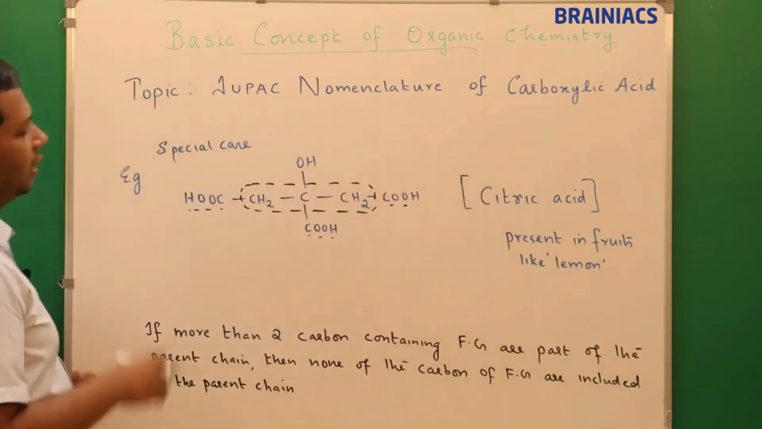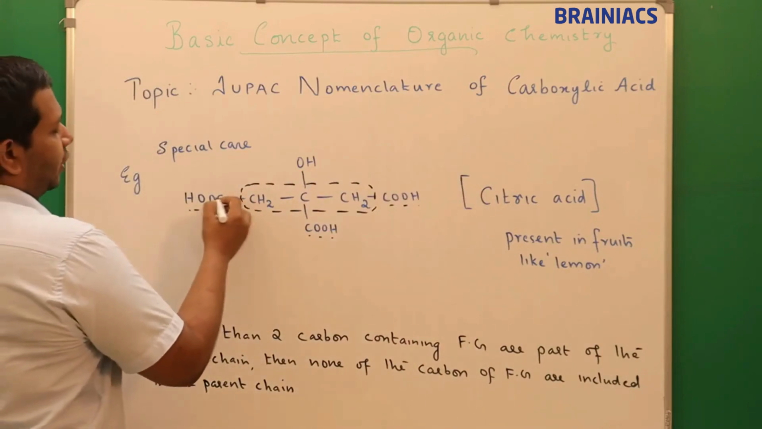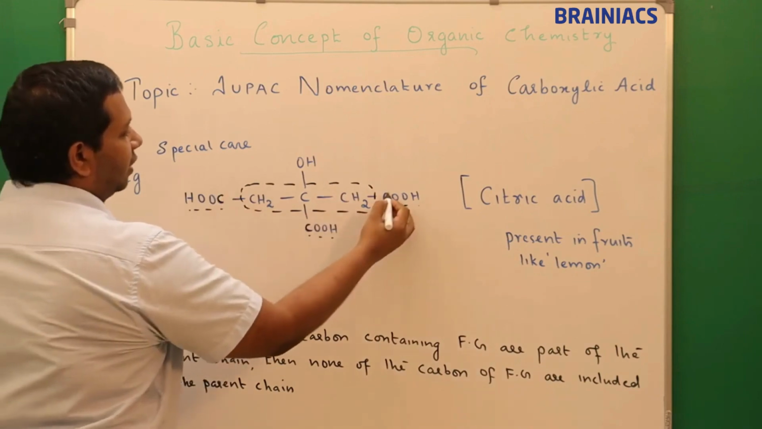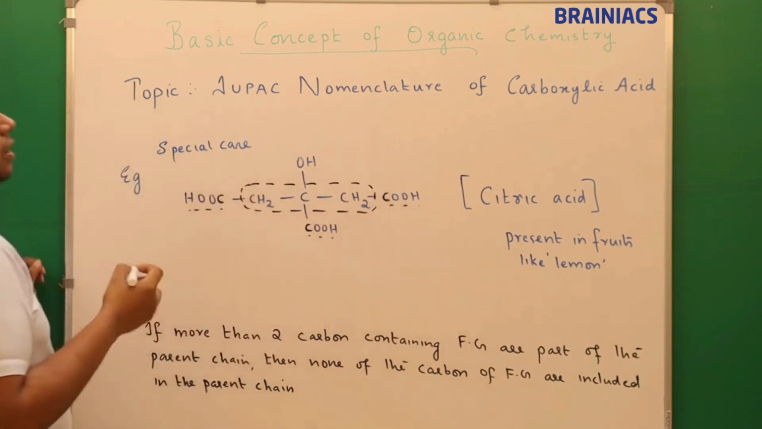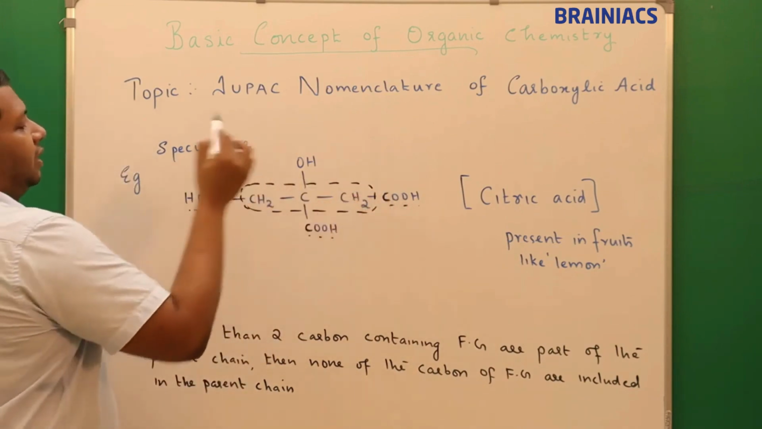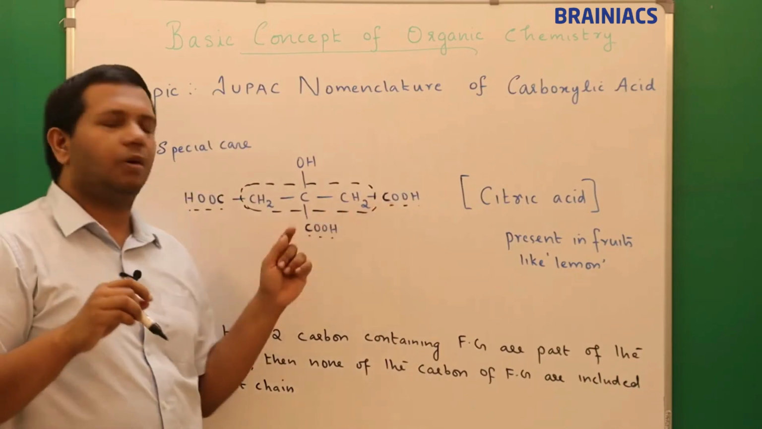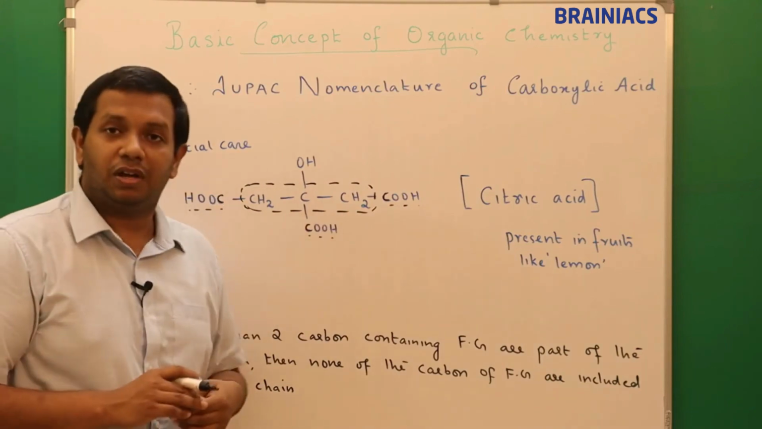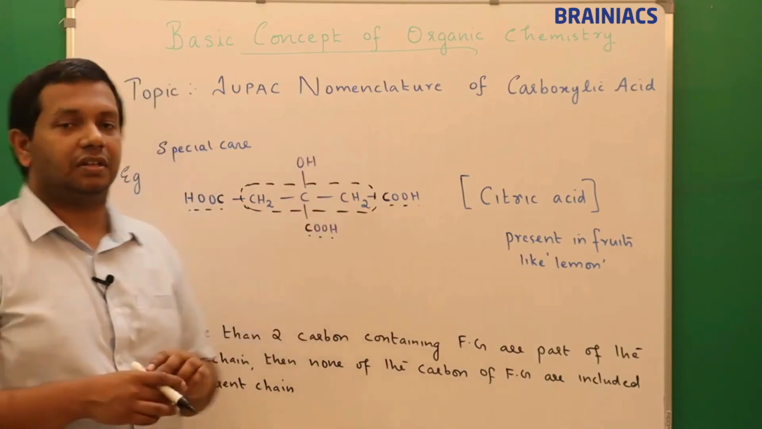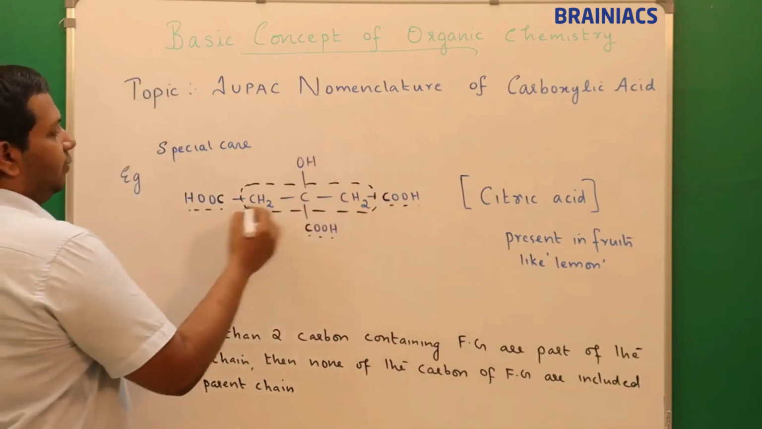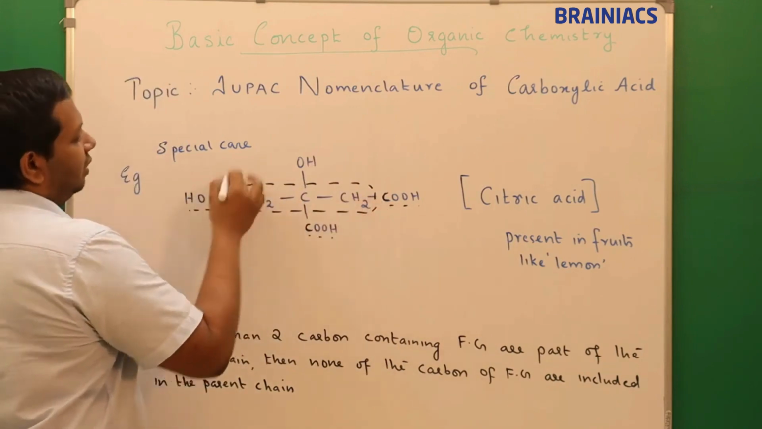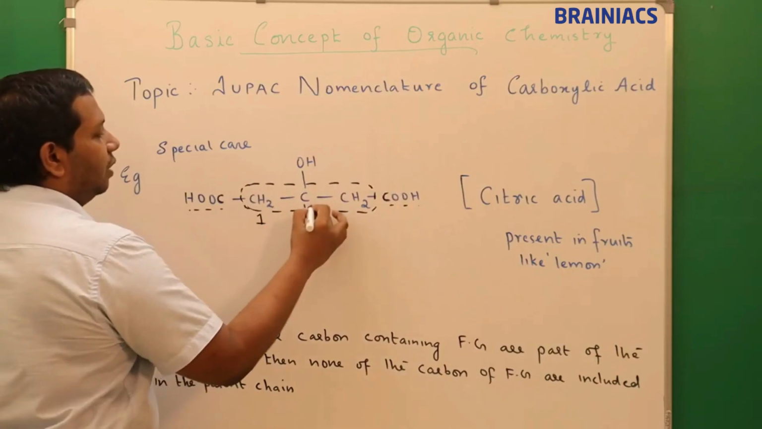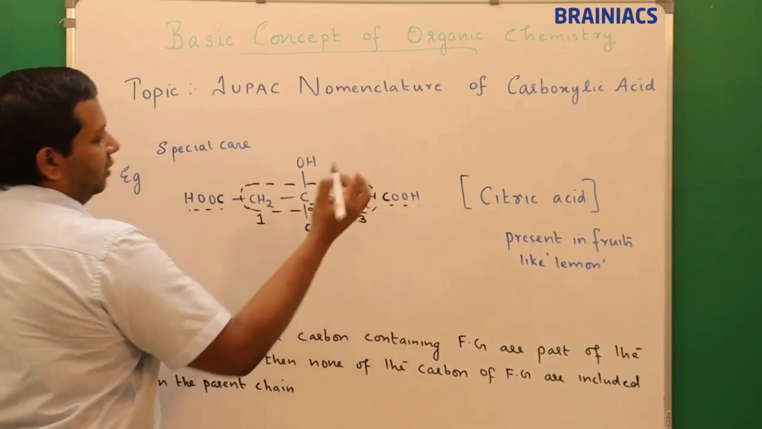So how will you put the IUPAC name? I have told the rule. I have not included this carbon, this carbon, and this carbon. Now this is my parent chain. Whenever the carbon of a functional group is not included, what suffix are we using? Carboxylic acid. So I can number it. If I number it from here or here, it is similar because all three have COOH. So 1, 2 and 3.